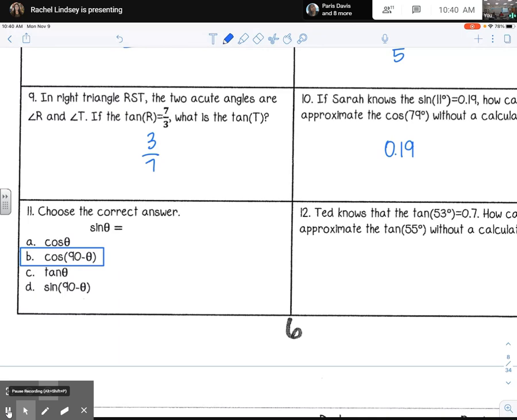And then number 12, Ted knows that the tangent of 53 is 0.7. Can he approximate tangent of 55 without a calculator? No. Why not? Because 53 plus 55 equals 108, which is not 90. Since they aren't complementary, he can't.